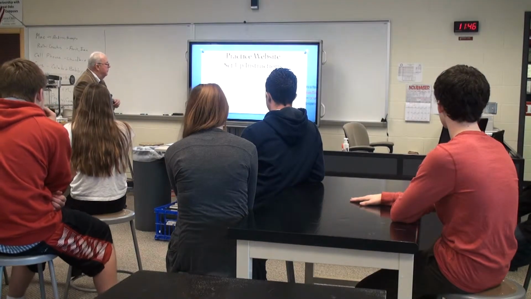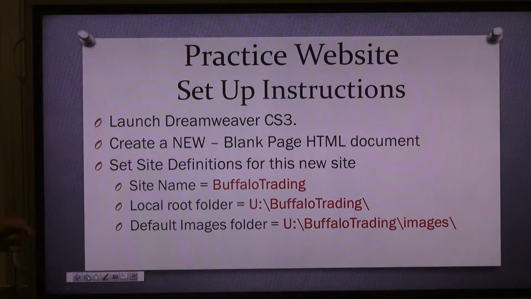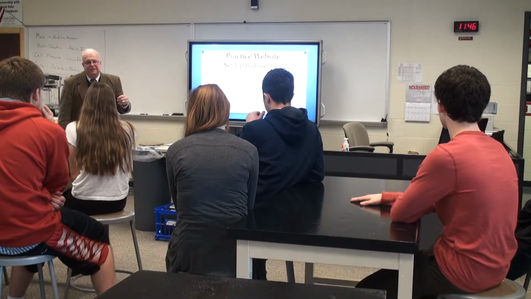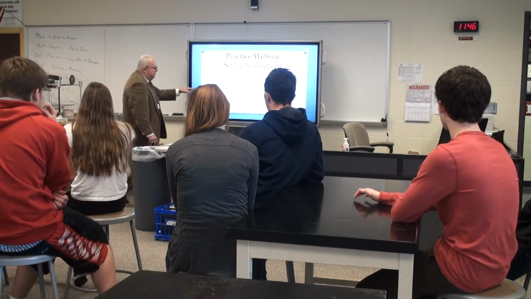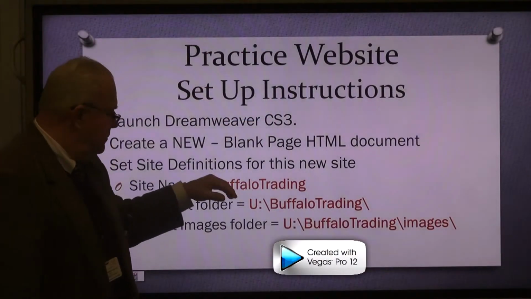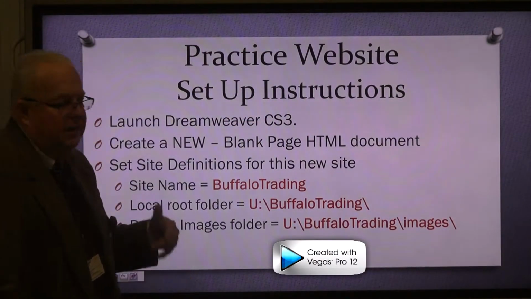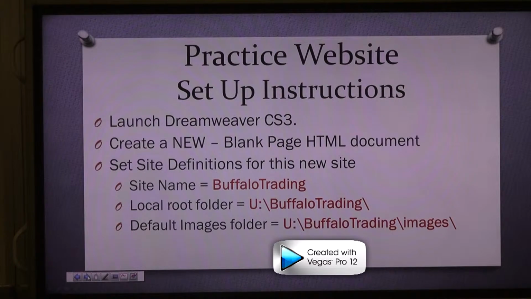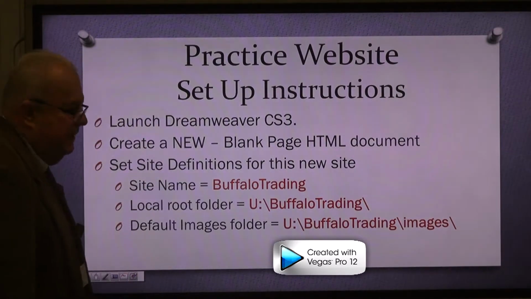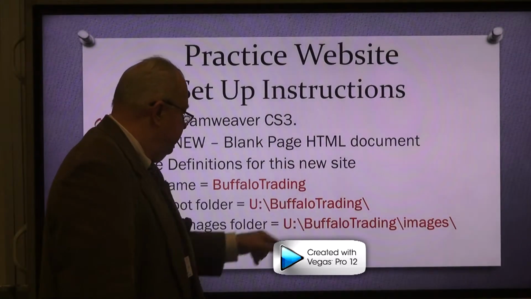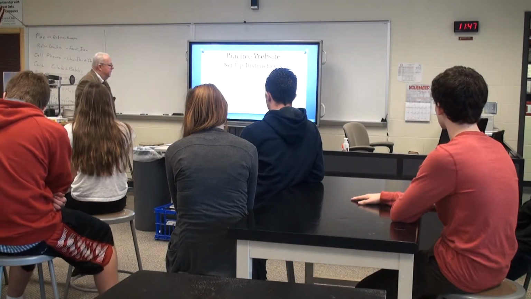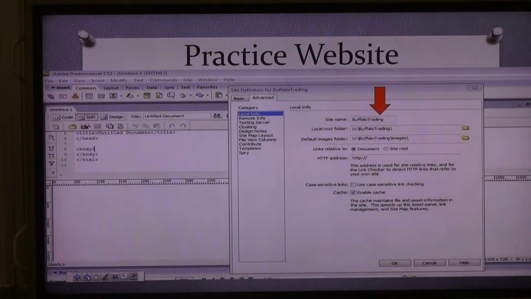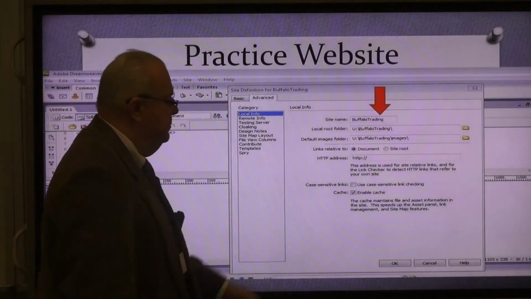All right, so you're going to launch Dreamweaver, create a new blank page, and then set site definitions. These are the first steps you have to do anytime you build a new website. So the site name is going to be Buffalo Trading, and it is case sensitive, so capital B and T, and if you don't do that, it's not a big deal. But it helps to identify the names, no spaces. Okay, there's going to be the Buffalo Trading location where it's going to be, and the images will go there. So you define all of that up front. And there's what it looks like when you get into the site definitions piece, which you've already done.